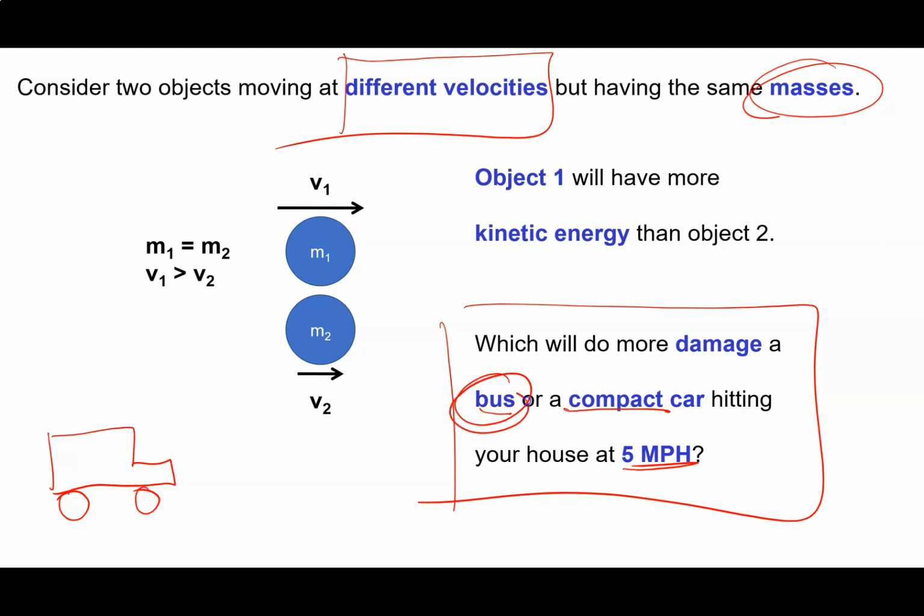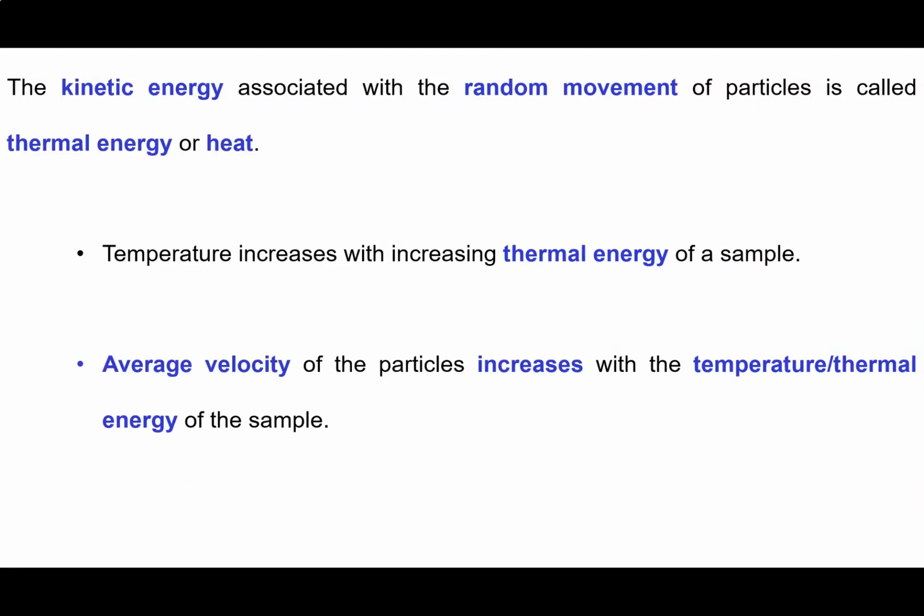Well, they're both moving at the same velocity, so the velocity is unimportant in here, but the bus is a lot heavier than your compact car, so it's going to do a lot more damage to your house.